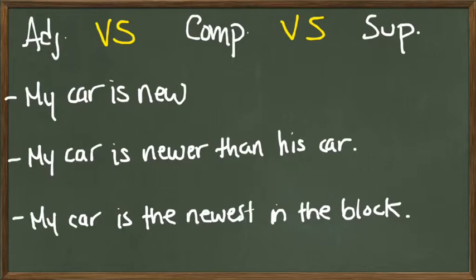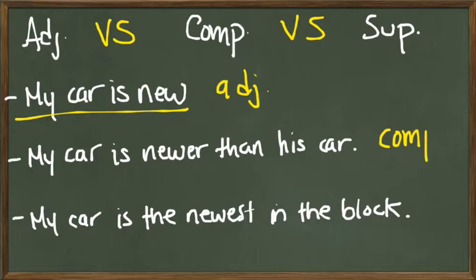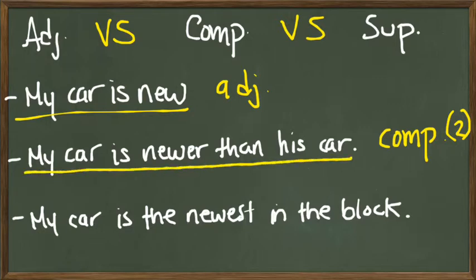All right. Now, let's check more comparisons here, more differences between the three of them. Example number one, we're using an adjective. We only say, my car is new. But if I want to compare my car to another person's car, we have to use a comparative because we're only comparing two. And we can say, my car is newer than his car.